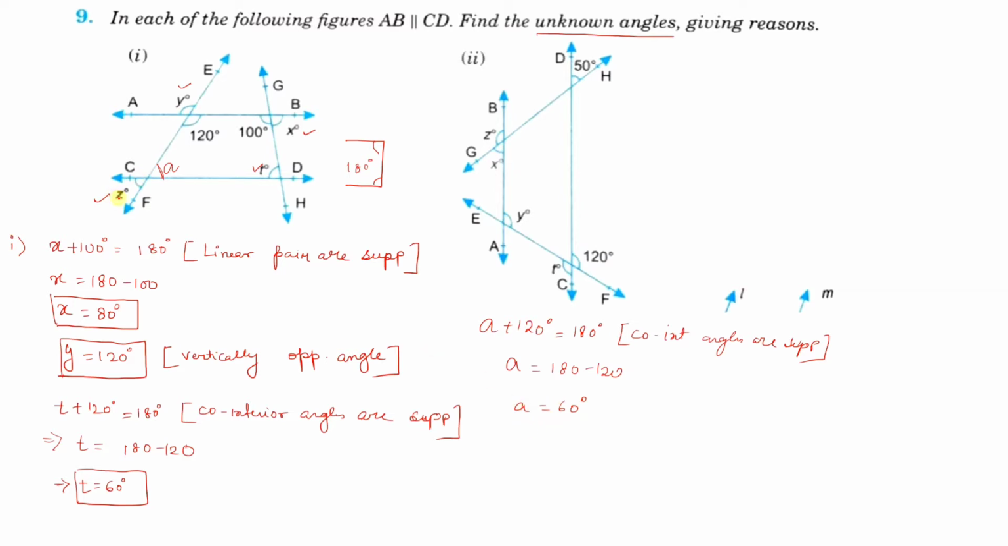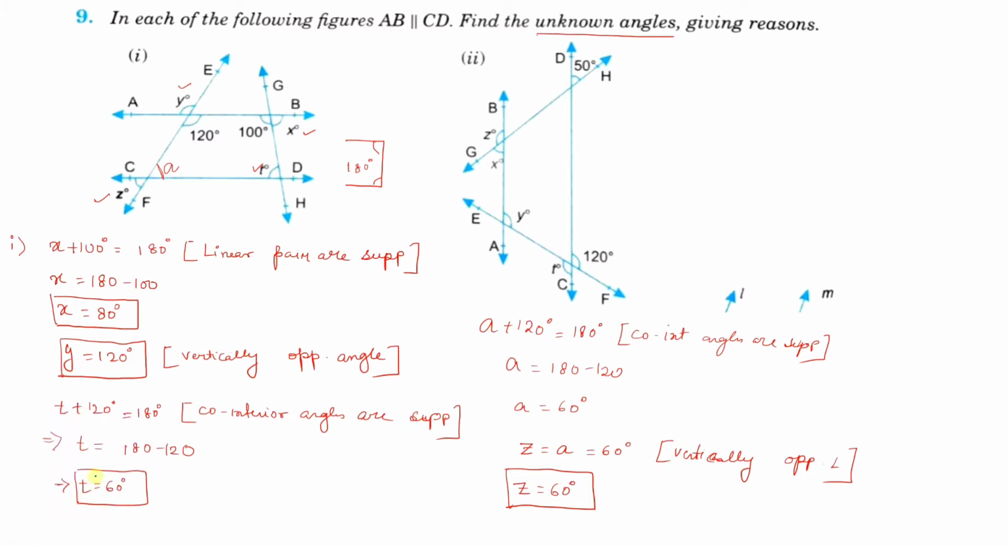Now z and a are forming vertically opposite angles, so you can write it as z equals a equals 60 degree, vertically opposite angle. So the value of z is what? 60 degree. Fine. So wherever you need to name the angle, you must name it as a, b, c, d if necessary. Okay, here we have to name it as a, that's why I have named it. Okay, let us move to the next number.